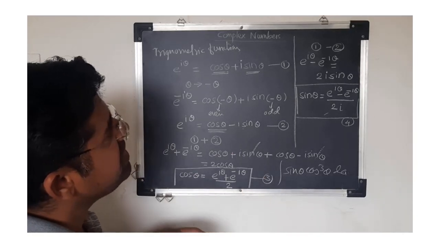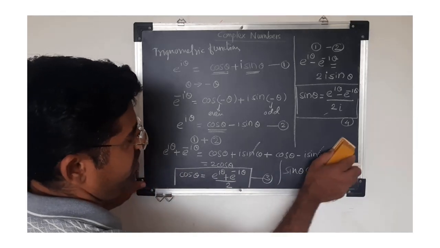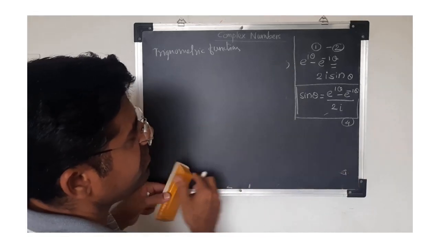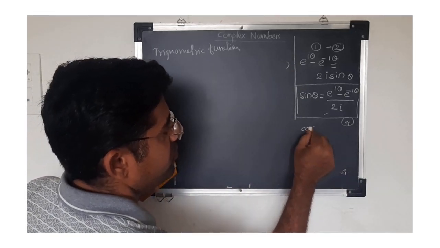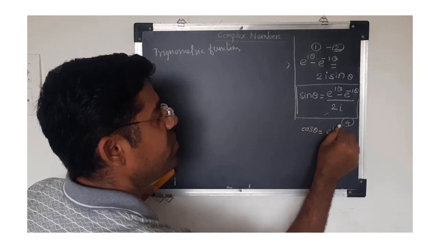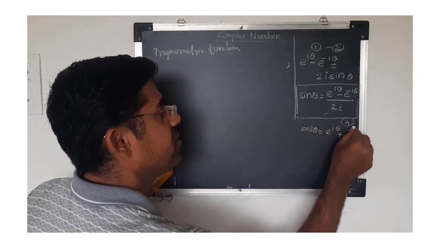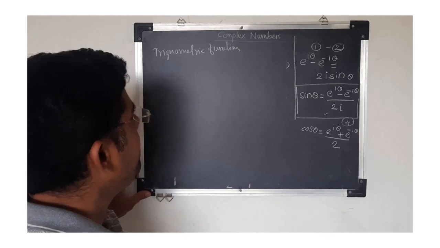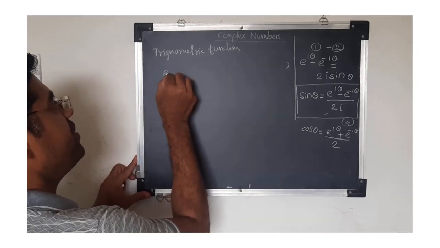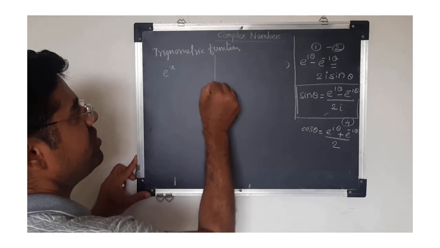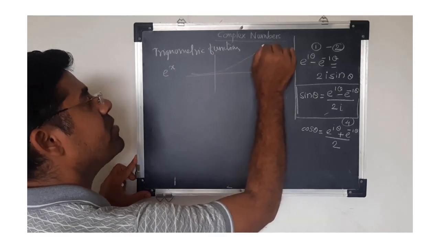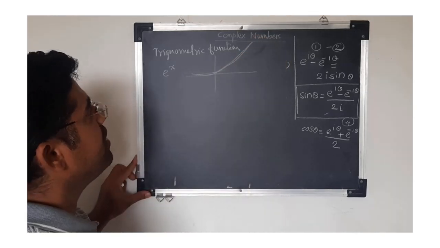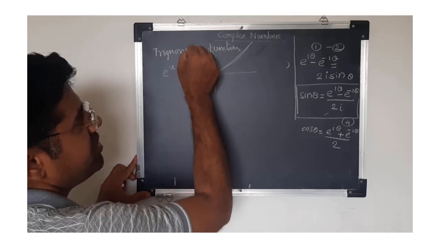Now we want to see the physical significance from the physics point of view. Here we have to remember the term cos of theta is equal to e raised to i theta plus e raised to minus i theta upon 2. Now interesting, suppose I am to find the graph of e raised to x. It is just like this. Exponential means it is going just like this way. e raised to minus x, it is going just like this way.